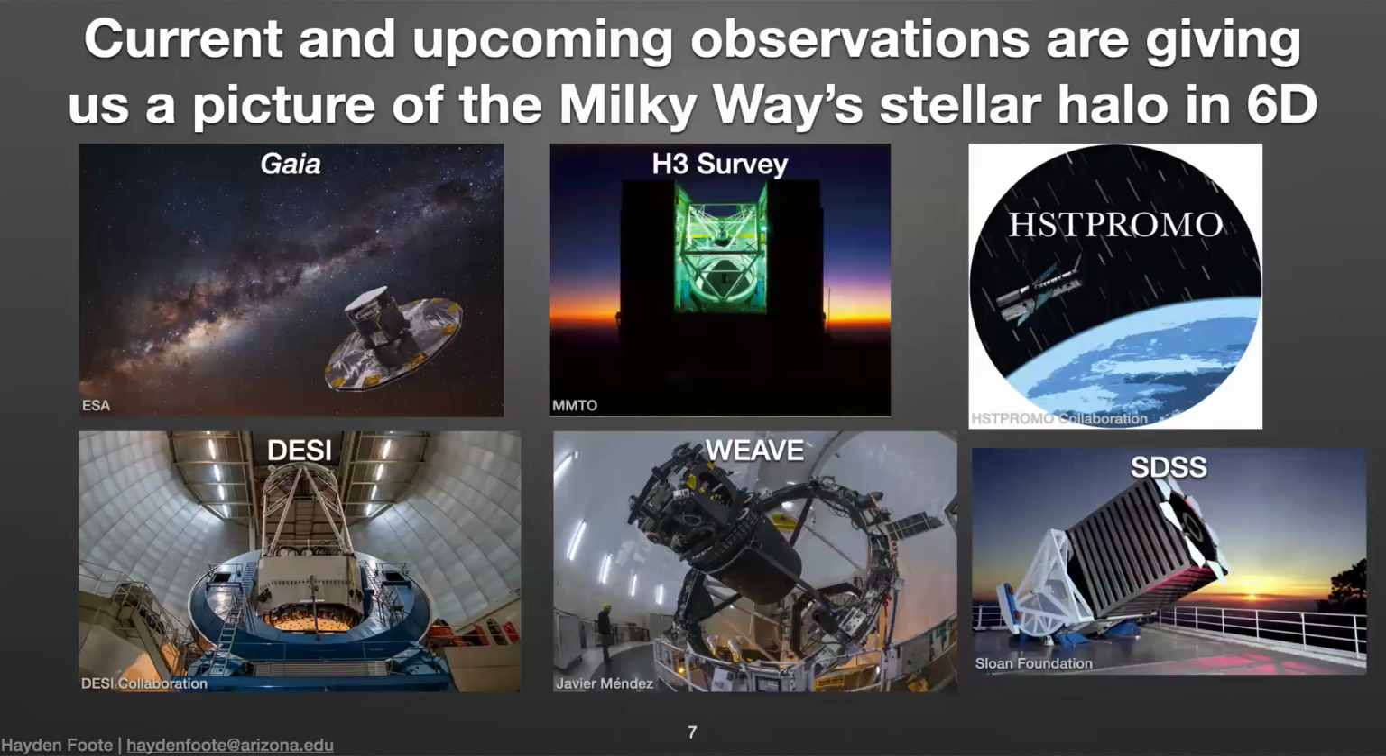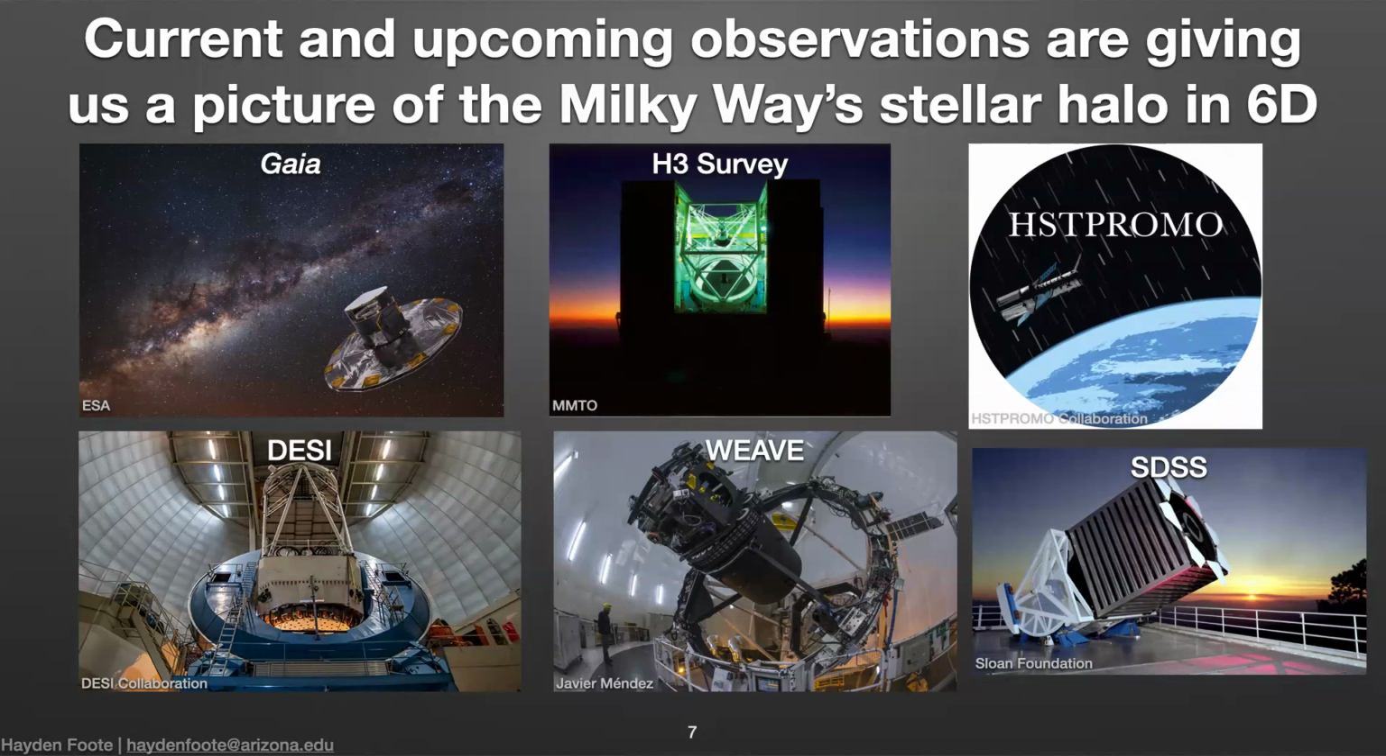The second is because of the fidelity of the observations we have in our own galaxy to actually place constraints on our models. So this is an example of just a handful of facilities that are currently taking really wide field surveys of the stellar halo in the Milky Way. And in particular, it's this synthesis between astrometric surveys like Gaia with spectroscopic surveys like DESI that are giving us 6-dimensional information of the halo. And so by that, I mean 3D positions and 3D velocities.